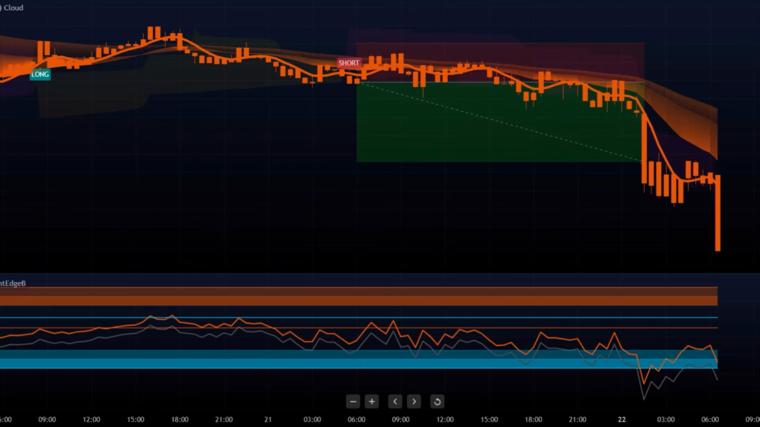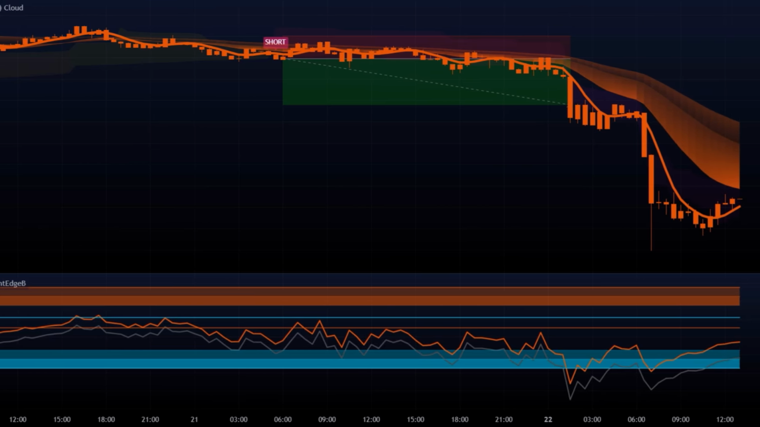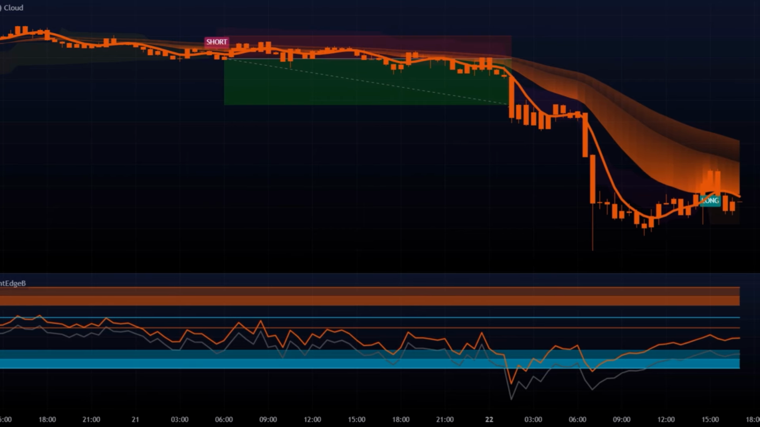Backtest it for yourself. See how it performs on your favorite asset and time frame. What pair will you test this on first? Let me know in the comments below.